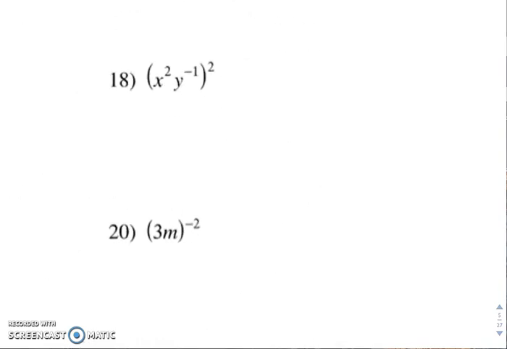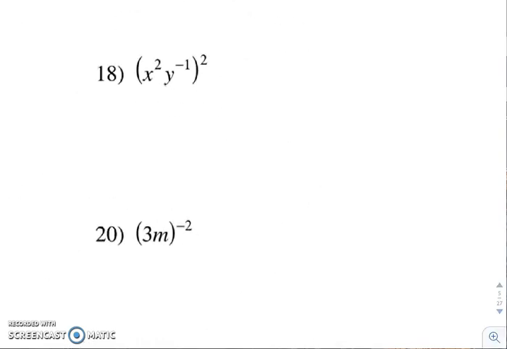So for number 18, we've just got more powers on the outside there. So 2 will get multiplied in, x to the fourth, y to the negative second. Fix that negative power, so that y will get moved to the bottom.